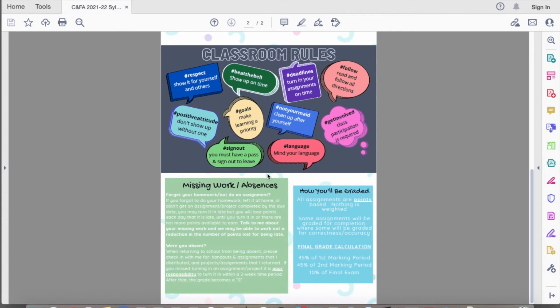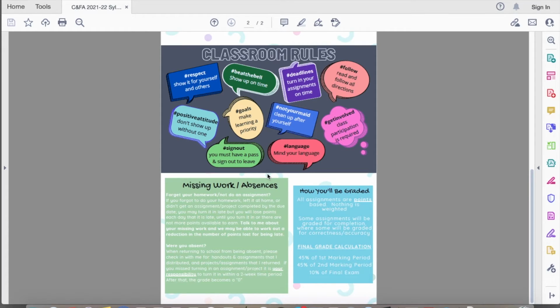As far as how I grade my work, all my assignments in my class are points-based. Nothing is weighted more than another. Obviously, some will be more points than others, but there's no weighting of assignments. Some of the assignments will be graded based on just completing them, and I check that they complete them and give them credit, where others will be graded for correctness or accuracy. And the final grade calculation in my class is 45% of their first marking period grade, 45% of their second marking period grade, and then their final is worth 10%. And I did tell them the first day of class that their final is open note.